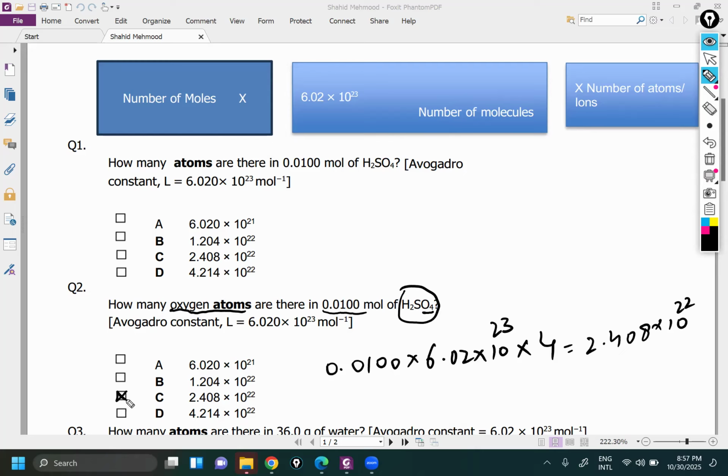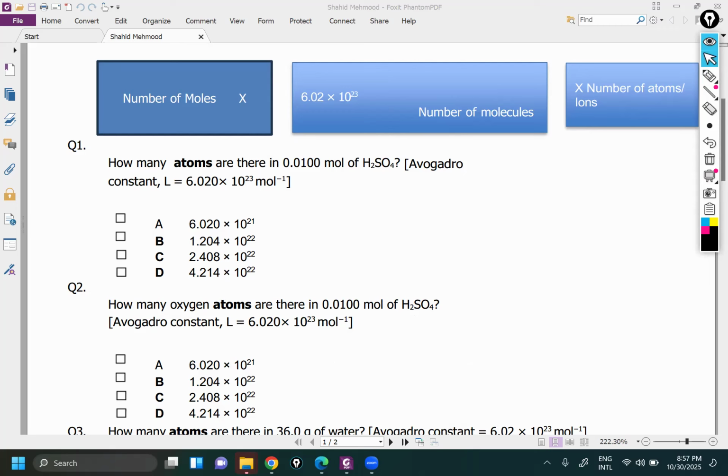and the correct option is this time option C. So if they are asking the total atoms, you will multiply by 7. If they are asking only oxygen atom, you will multiply by 4. If they are asking hydrogen atom, then you will multiply by 2. So it will be changing according to the demand of the question.